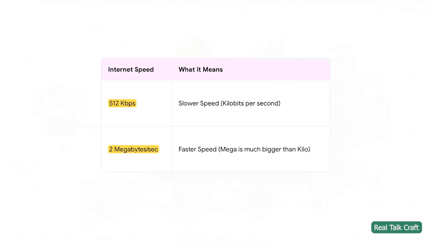So when you're looking at internet speeds, you'll see these abbreviations like kbps, which is kilobits per second, or mbps, for megabits. Now, the only thing you really need to remember is this. Mega is about 1,000 times bigger than kilo, so a 512 kbps connection is way, way slower than a 2 megabytes per second plan. If you want to stream movies or play games online without any headaches, you for sure want a plan that's measured in mega, not kilo.